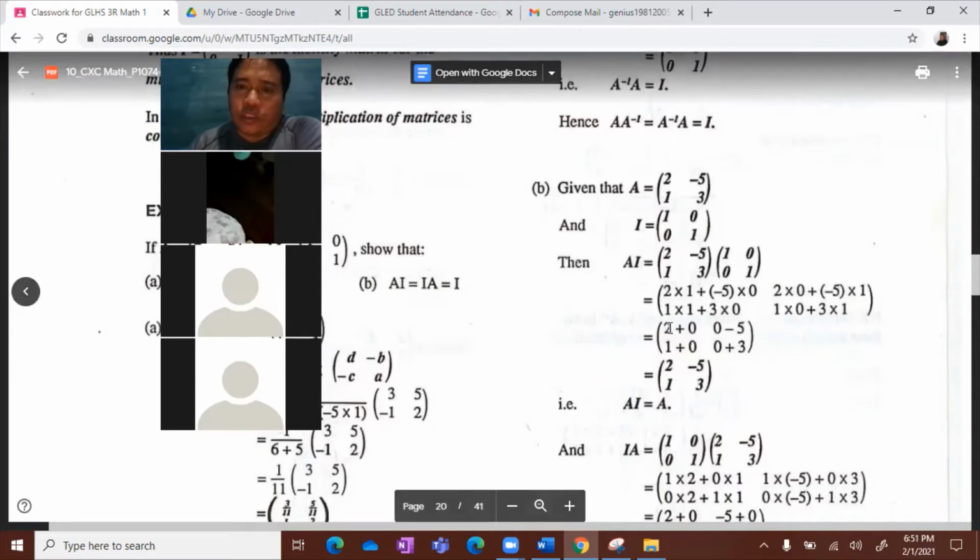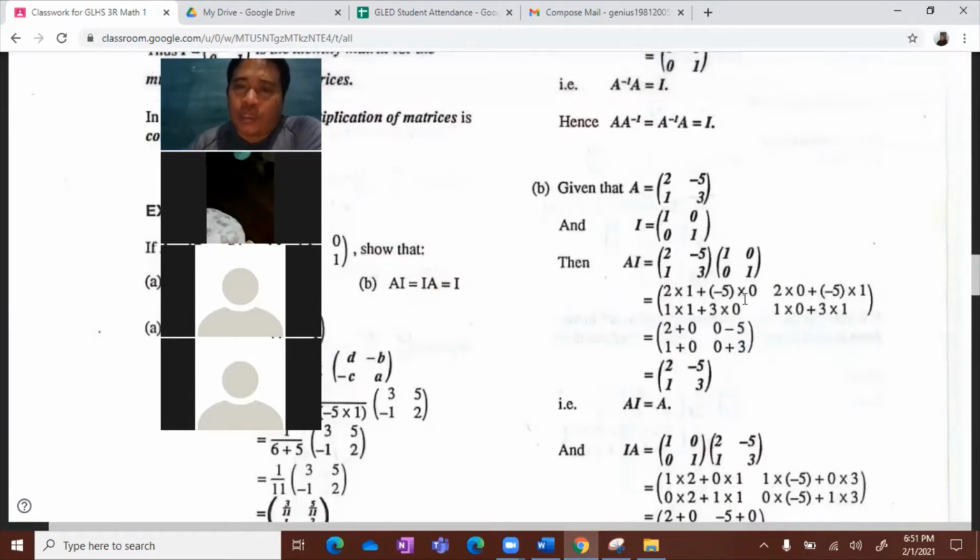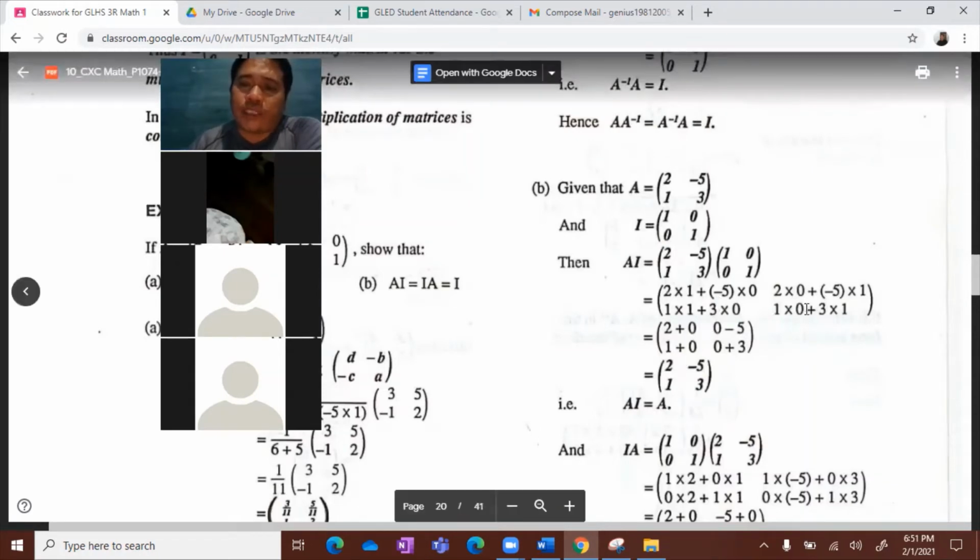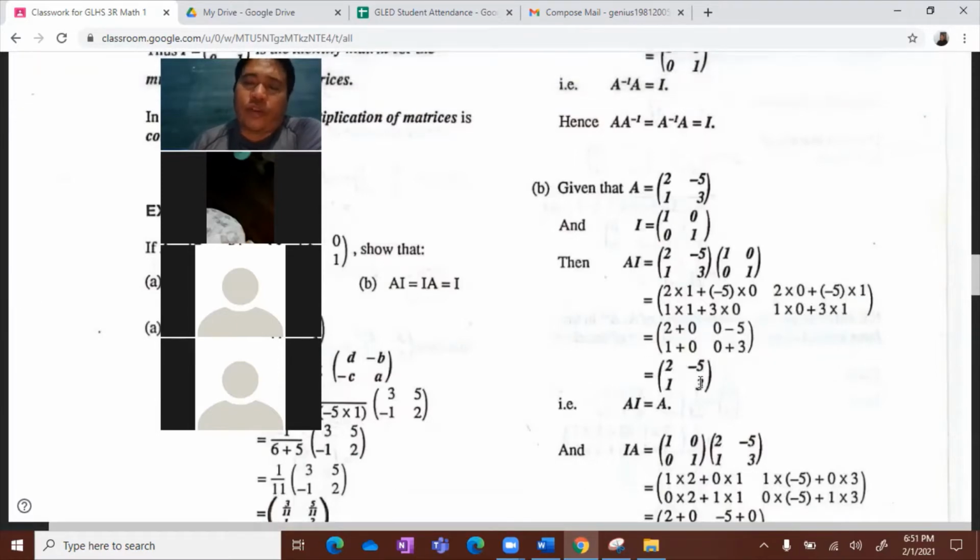So 1 times 2 is 2 plus the 0. 2 times 0, we know that's 0. And 5 times 1 is negative 5. 1 times 1 is 1. 3 times 0, 0. 1 times 0 is 0. Plus 3 times 1 is 3. So you'll end up with 2, negative 5, 1, 3, which is the exact thing that we began with.